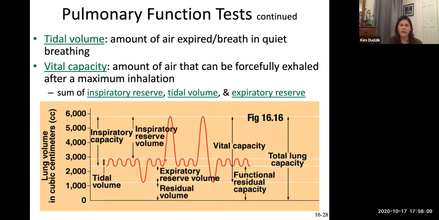So if I do that with as big as I can get my lungs and get as much air as possible, they'll measure that. How much can you do that? How much can you expand your lungs? They're kind of measuring the compliance there, right? So that's the inspiratory reserve volume.